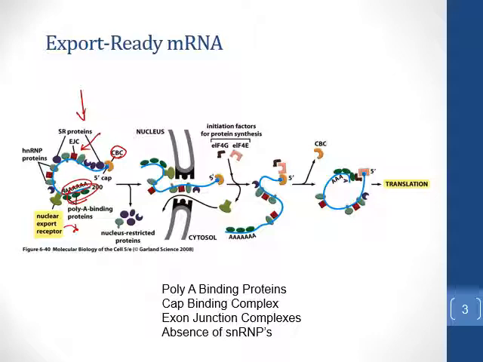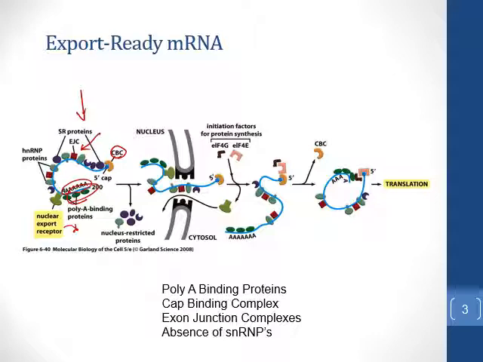So in order for this mRNA to be export ready, as it's being exported, some of these things that are no longer needed are going to be removed. For example, the SR proteins are no longer needed. They're going to be removed. The exon junction complexes are going to remain. The nuclear export receptor, of course, is going to be used to actually get the mRNA out. And as the mRNA comes out, some of these proteins are going to be dislodged. Okay, so in essence, you can summarize this mRNA this way.